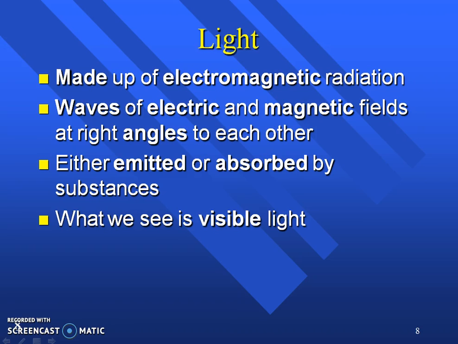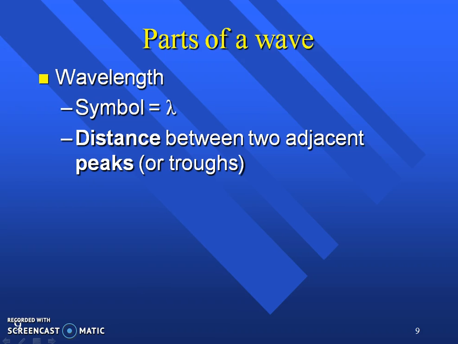So what is light? Light is part of this electromagnetic radiation, or electromagnetic spectrum. These waves of electric and magnetic fields are at right angles with each other, and they're going to either be emitted by the substance or absorbed by the substance. And what we really see is the visible light, the Roy G. Biv, the rainbow.